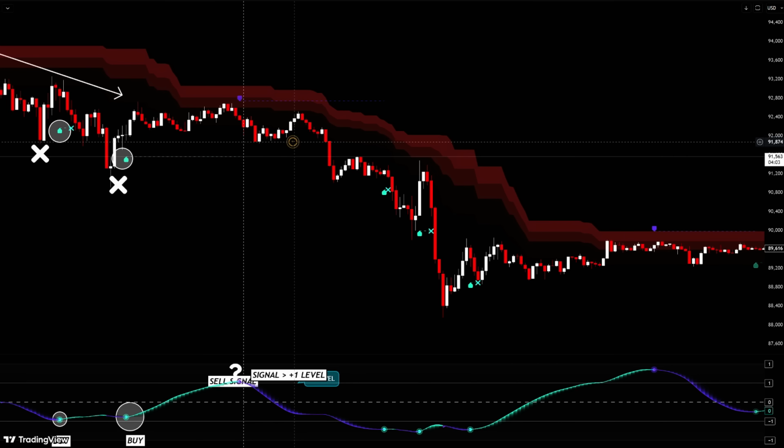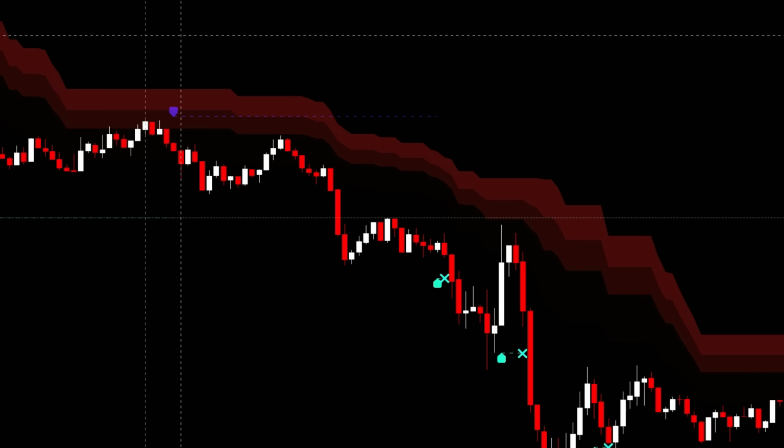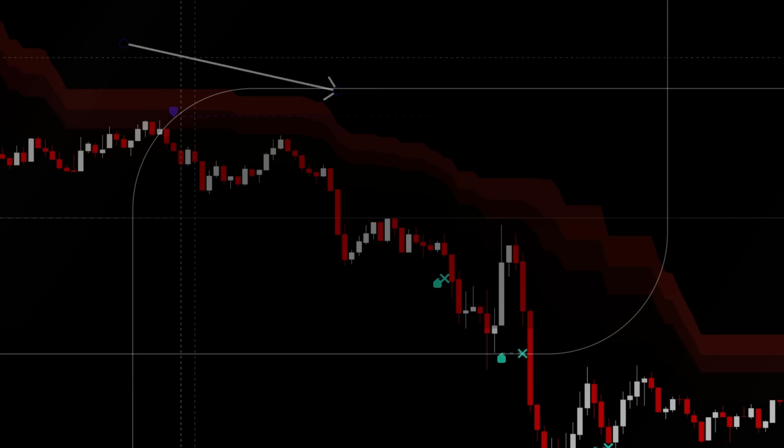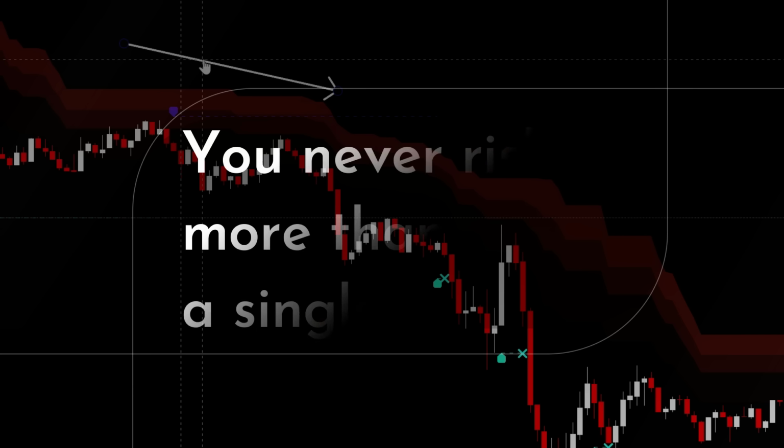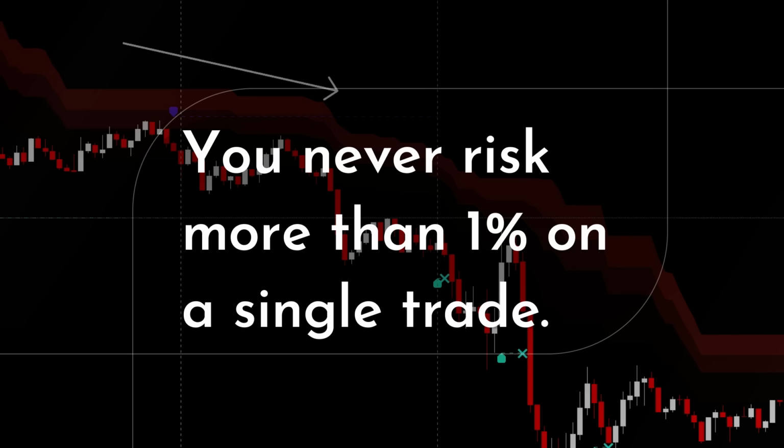Now risk management comes in, and this is non-negotiable. You never risk more than 1% on a single trade. The rule exists to protect you from drawdowns and emotional decision making. Even a solid strategy will lose sometimes. Small losses keep you in control.